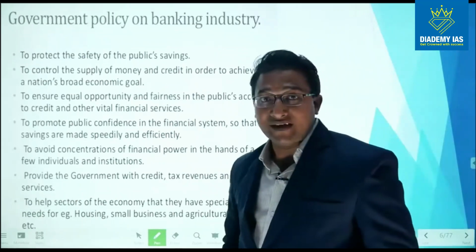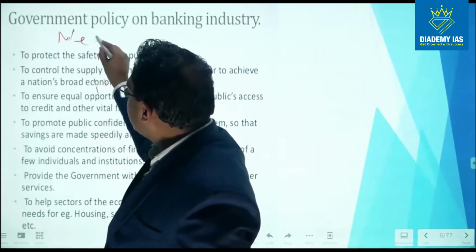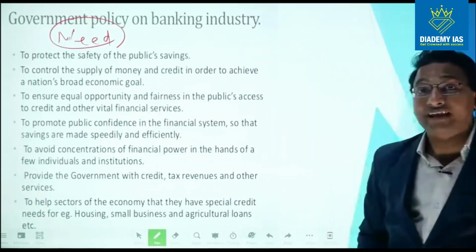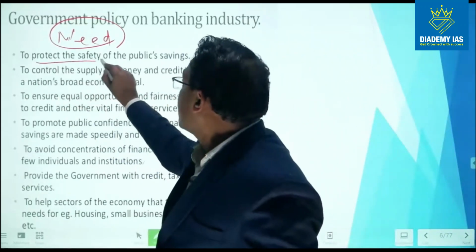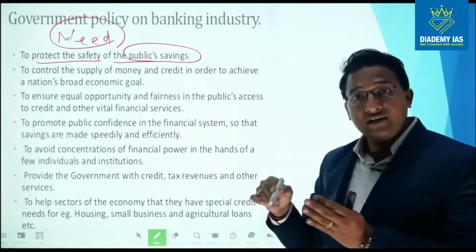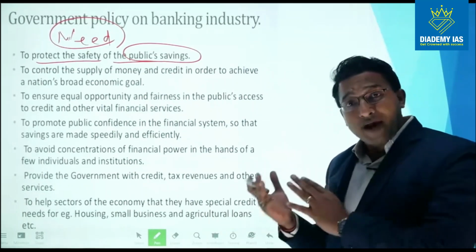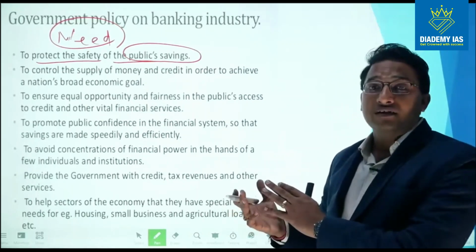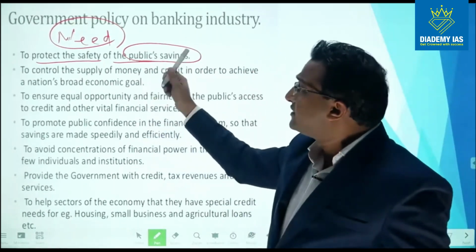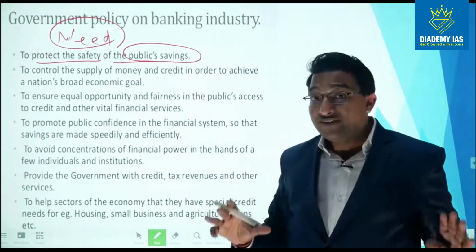Now, government policy on the banking industry, or we can also say, what is the need of the banking system? The need of the banking system arises to protect the safety of public savings. People have surplus money. They want to keep that money for their future requirements as a fallback option, or maybe they want to spend a huge amount in the future. So the government policy is to protect that safety. If banks take the money and don't return it, then no one will give money to the bank.